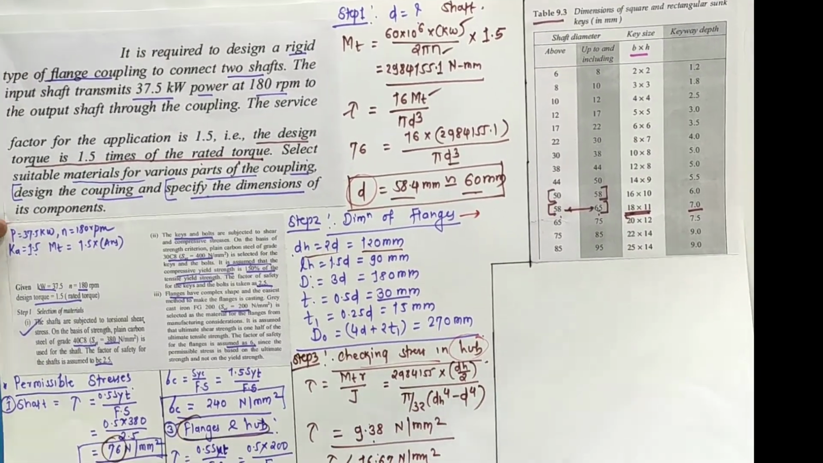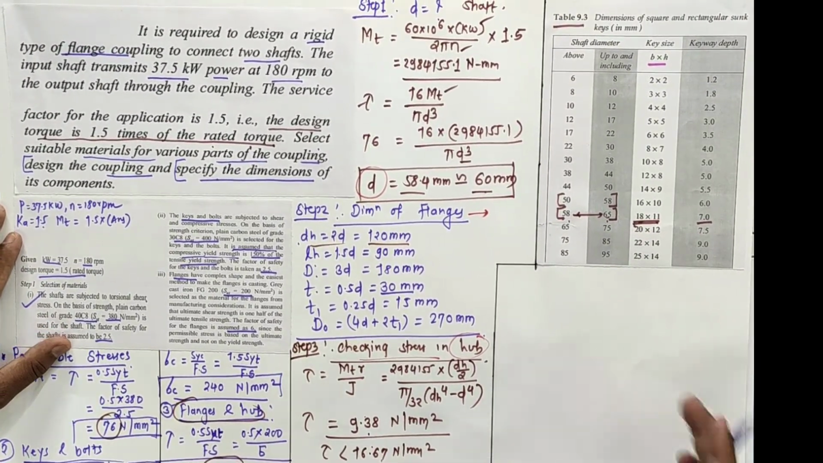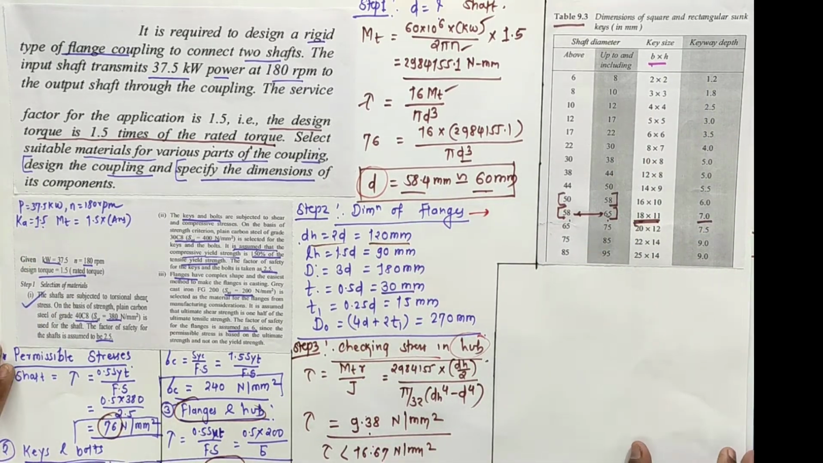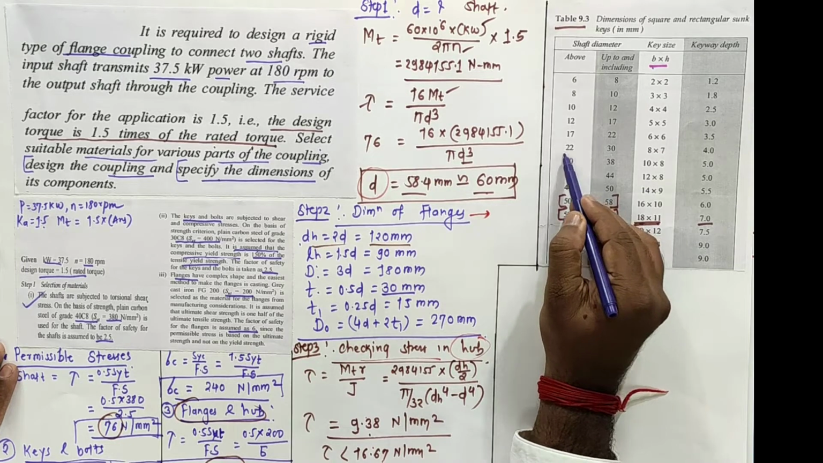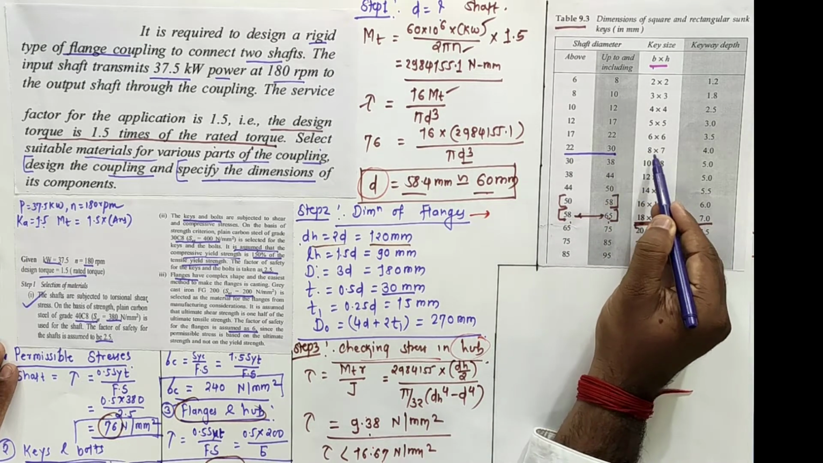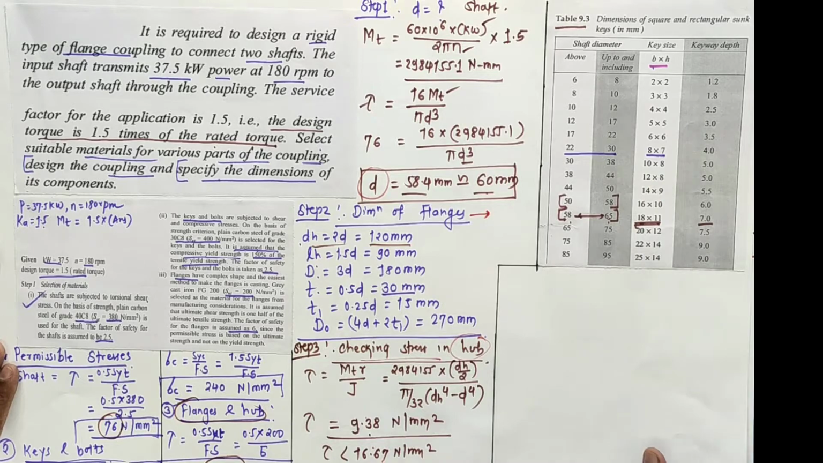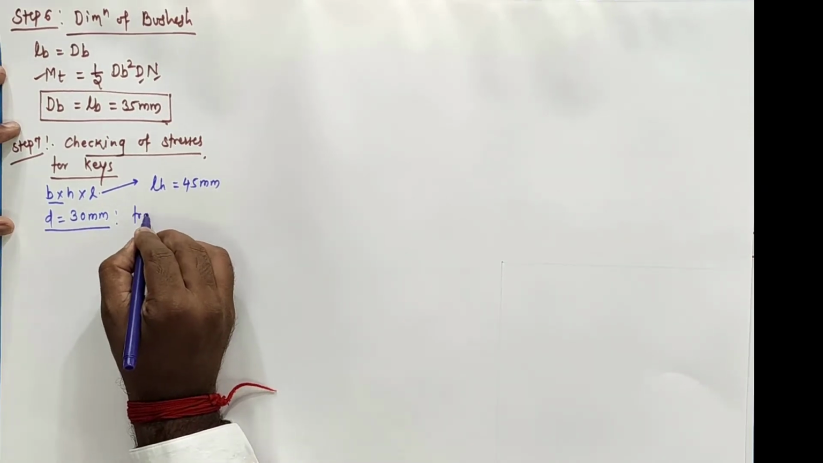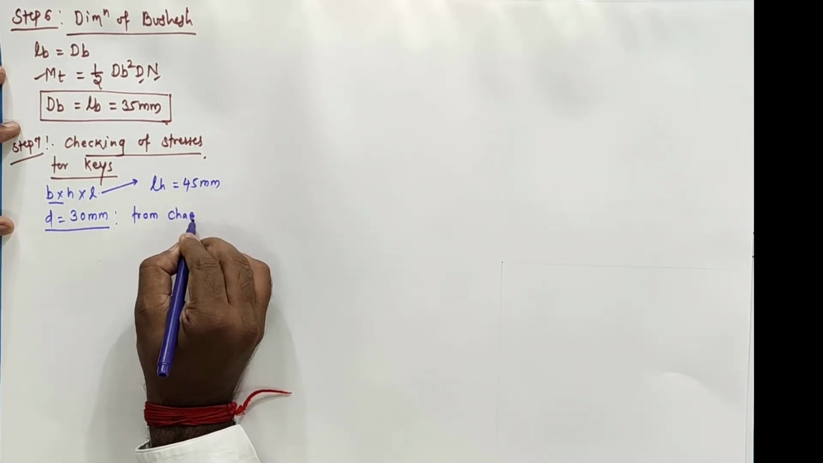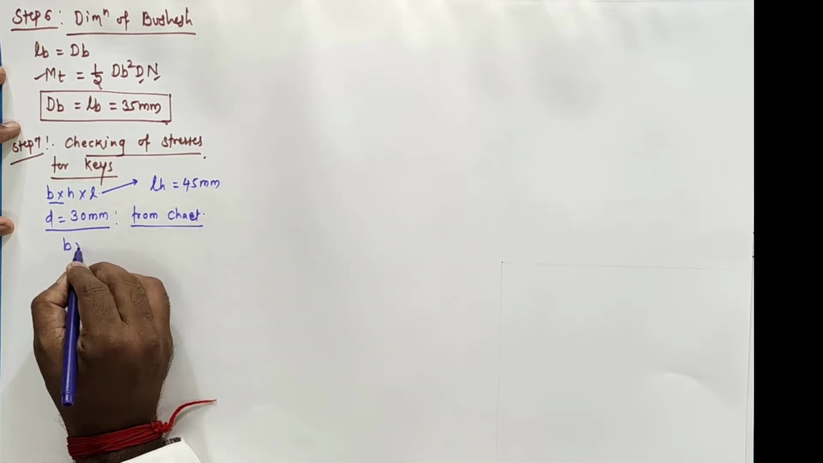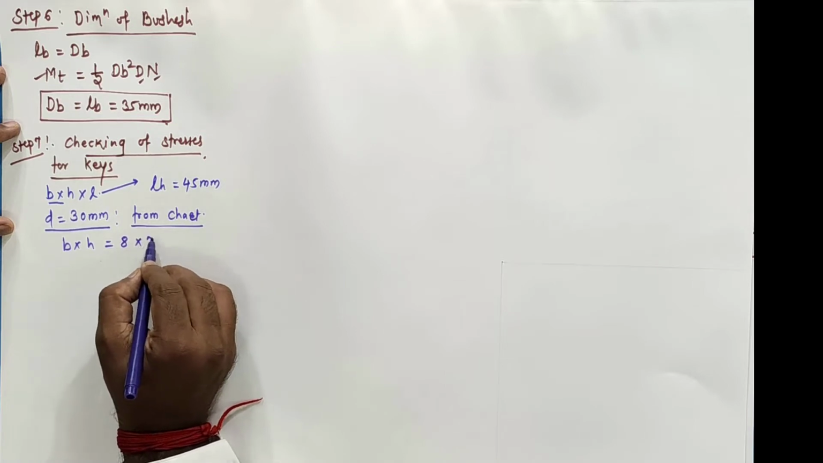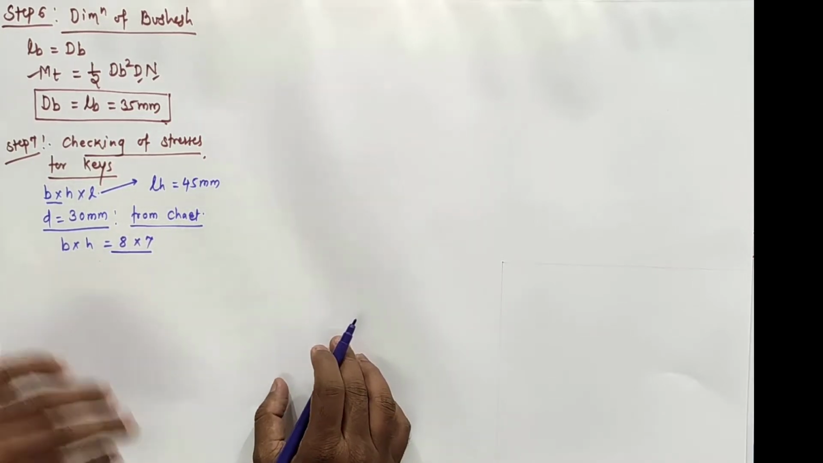That chart shows here key size B into H. Now our diameter from the calculation is 30 mm, which is situated in between this 22 to 30. I will have to take 8 into 7. 8 is B, 7 is H. So I'll write from the chart, key chart of course, B into H is equal to 8 into 7. Correct? So this is important, I told you.